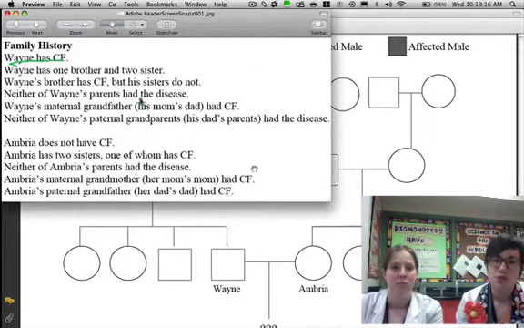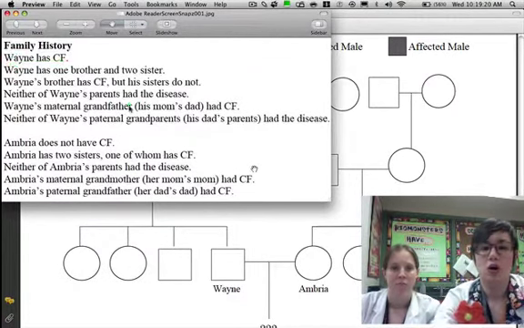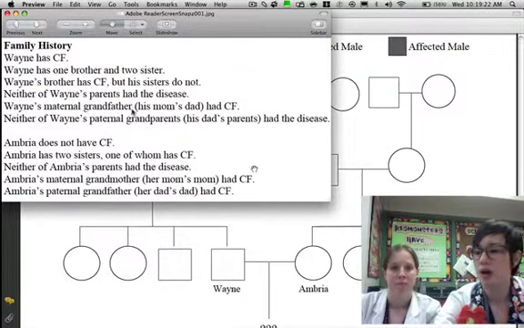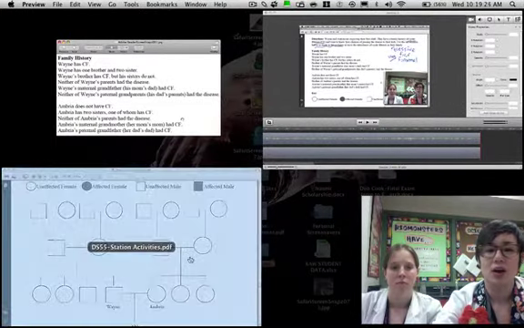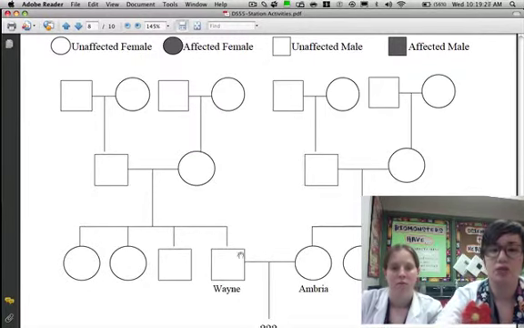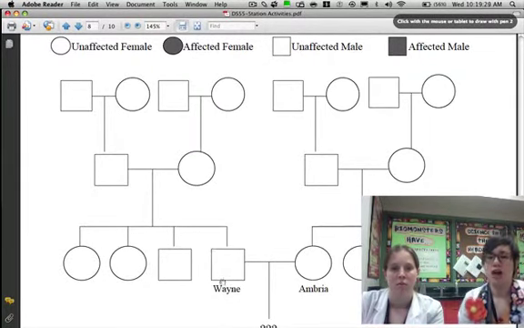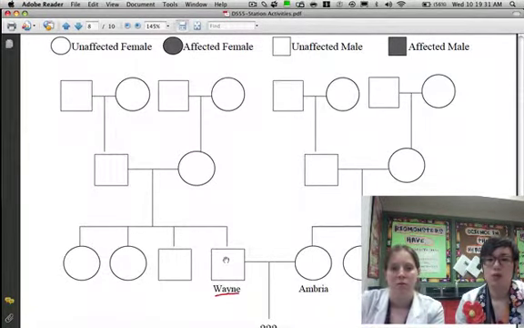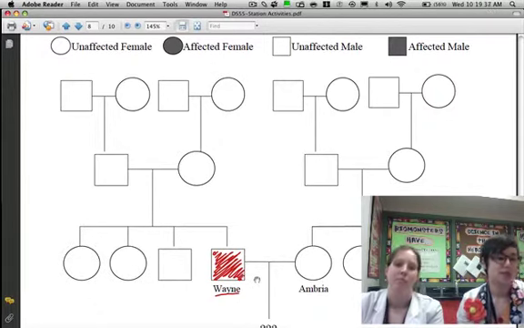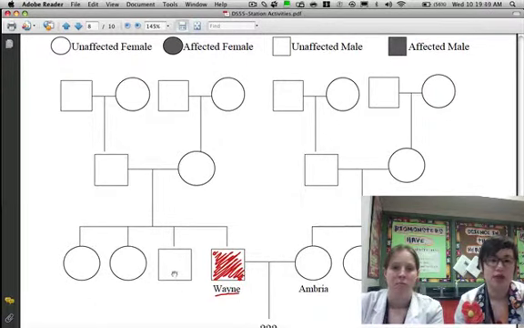So let's start with the fact that Wayne has CF. Let's go ahead and look on our chart and see where Wayne is located, and we can go ahead and fill him in. So on our chart, we have Wayne. If we have Wayne, we know that he has it, and if he's affected, we need to go ahead and fill him in. Then it says Wayne has 1 brother and 2 sisters.